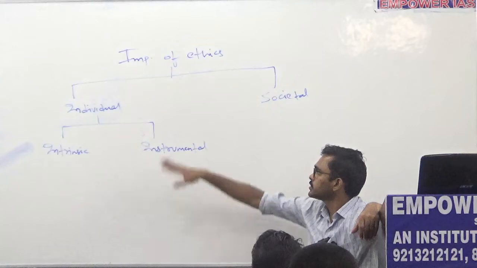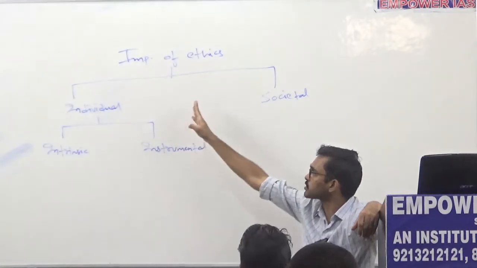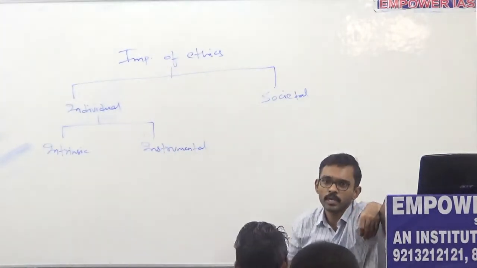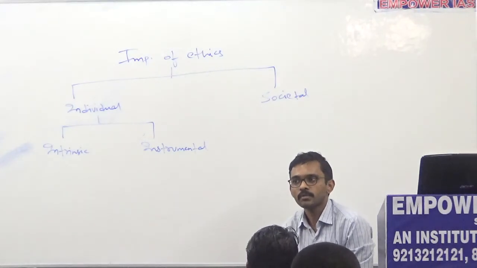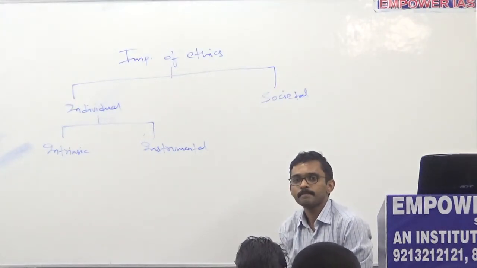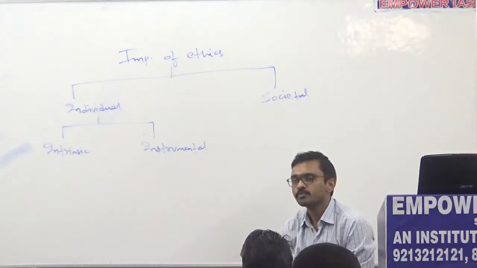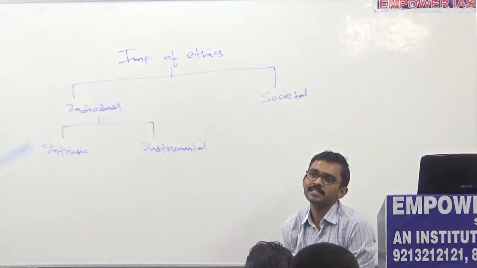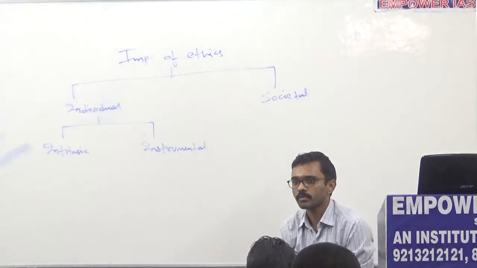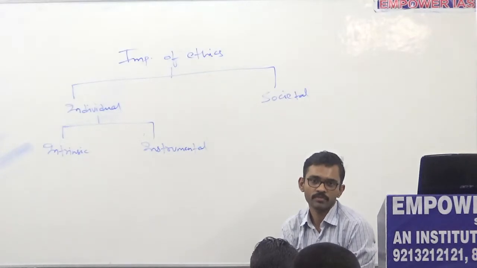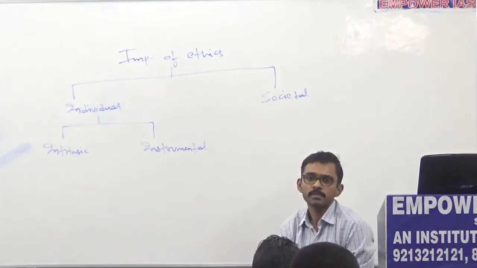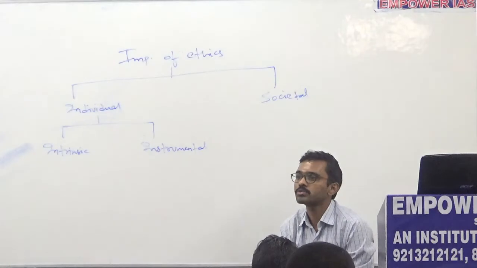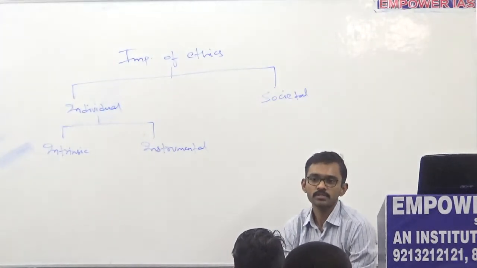So at an individual level, first of all, let us talk about the importance of ethics. What is the intrinsic importance of ethics? It is universally accepted, and ethics is needed to live a good and fulfilling life, to lead a virtuous life. What distinguishes human beings from animals is their conscience. Understand conscience?